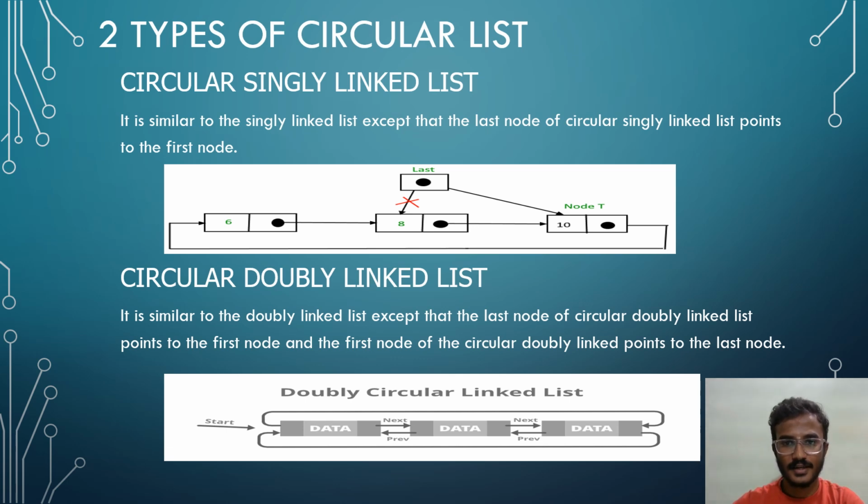Circular doubly linked list is similar to the doubly linked list except that the last node of the circular doubly linked list points to the first node and the first node of the circular doubly linked list points to the last node. Here we can see that the last node points to the first node and the first node points to the last node of the circular doubly linked list.